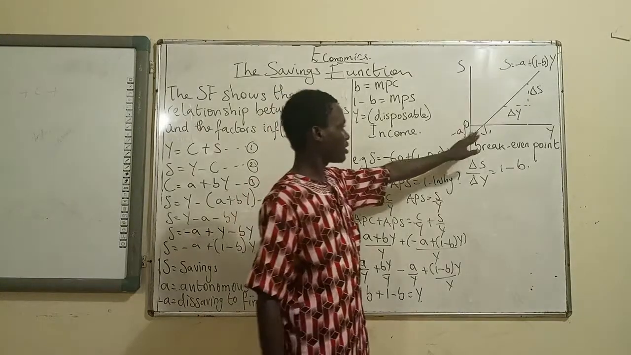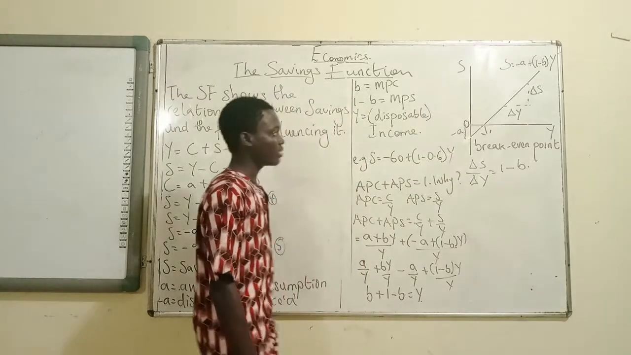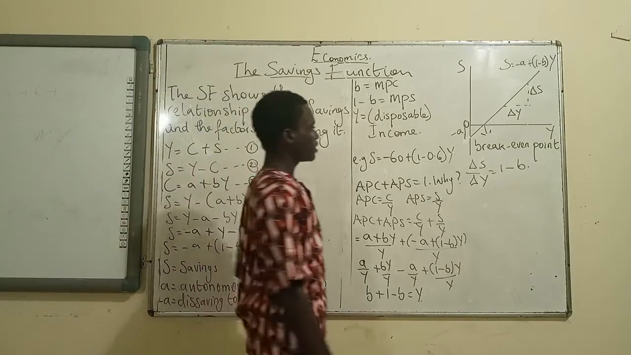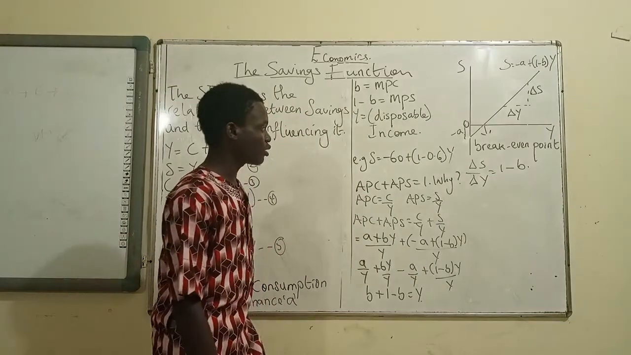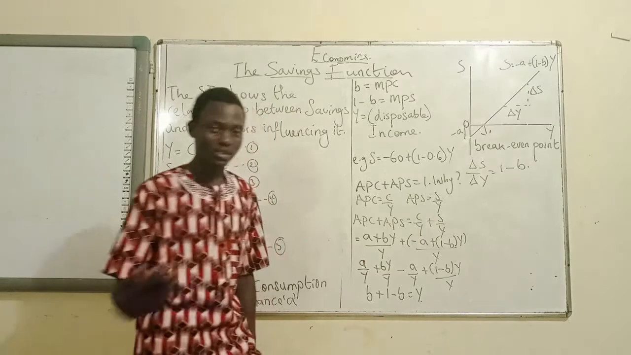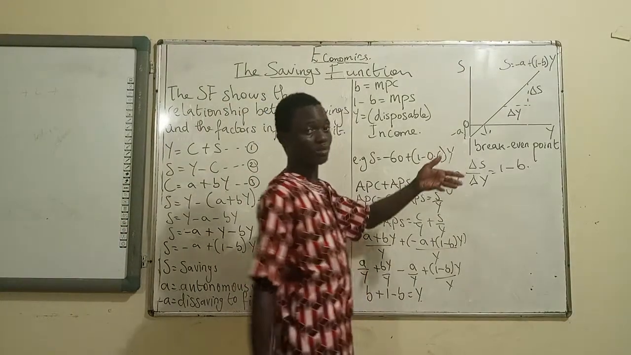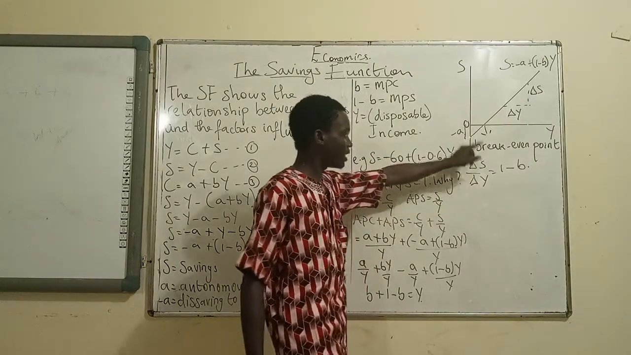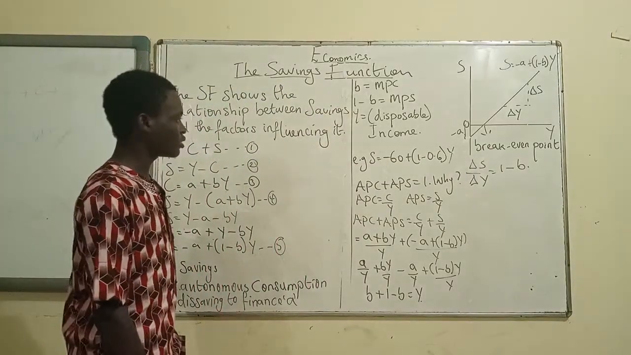So whatever y we have there is just equal to the saving, and that point is also known as the break-even point. Remember that the break-even point also occurs when we're talking about the APC. When C over Y is equal to 1, we say that that's the break-even point. So it's the same thing that we are just stating in different ways.